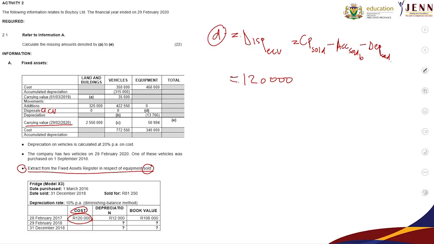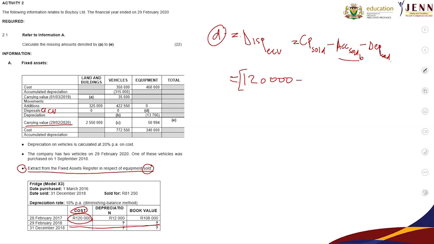And then now we are looking for accumulated depreciation of the sold asset at the beginning of the year. Which year? The year in which we are selling this vehicle, this year. We are looking for it at the beginning of this year, right? Then they are saying the date of purchase of this asset was 1 March 2016. When are we selling it? We are selling it, date sold, 31 December 2018. Now we want the depreciation at that point.